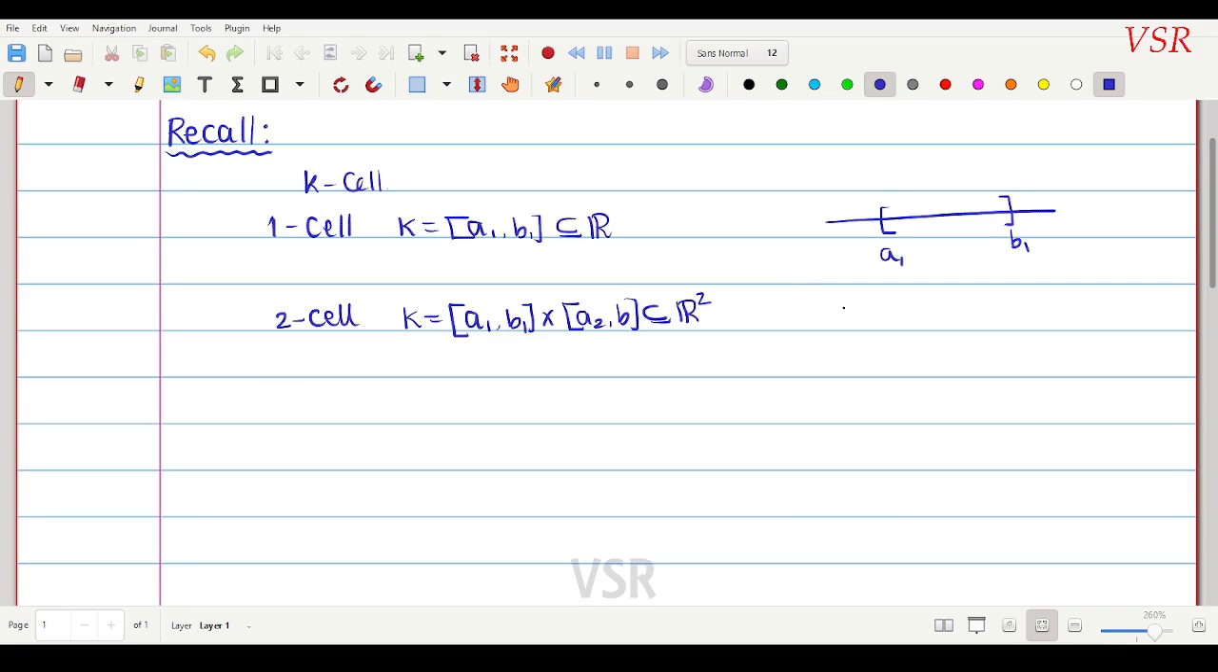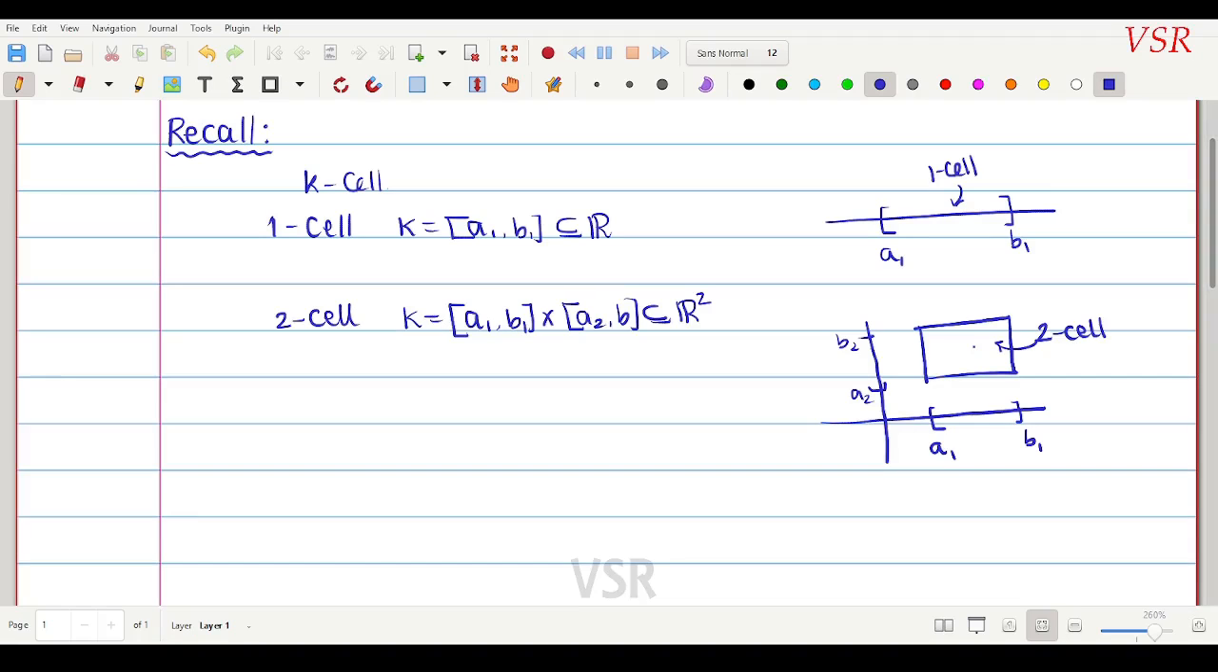What does a two cell look like? This is a1, this is b1, the first interval, and this is a2 and this is b2, the second interval. What you will have is a set which is a rectangle. This is one cell, this is one cell, and the two cell is a subset of R2. So this is my two cell.